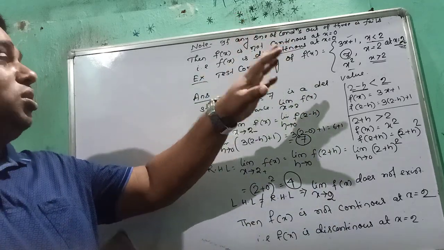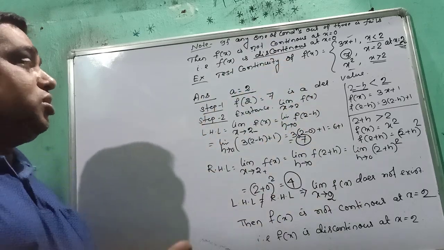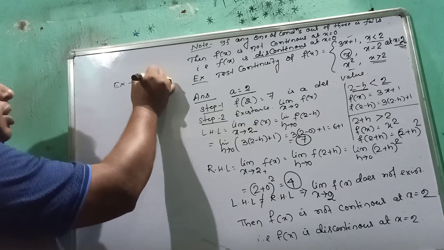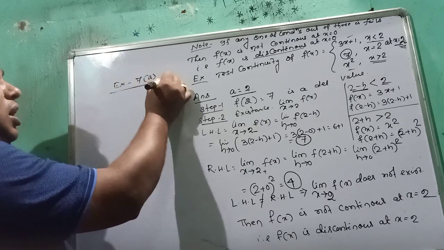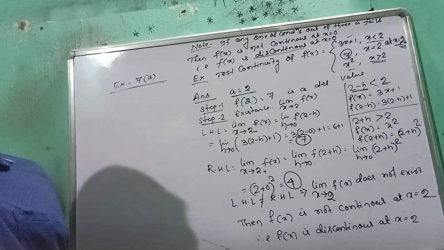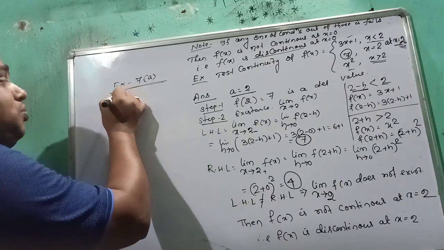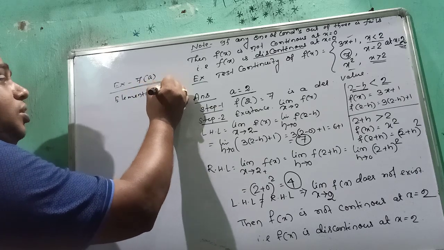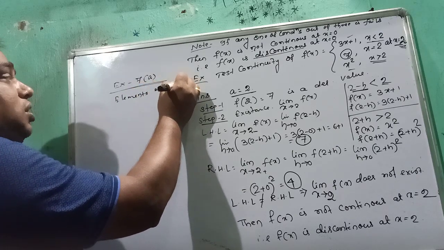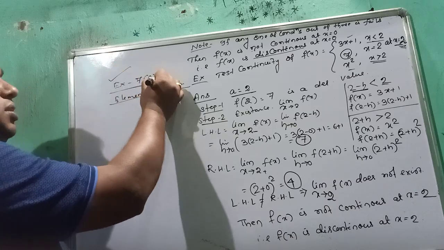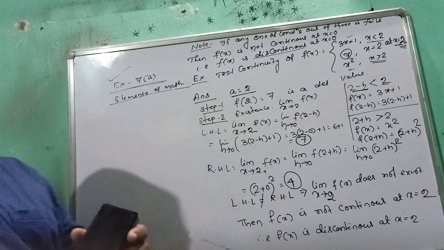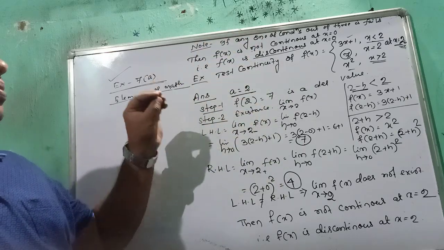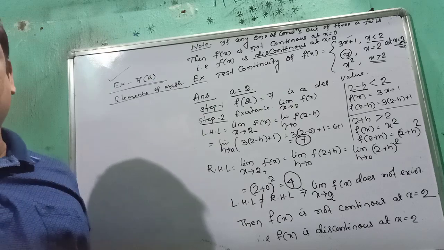Now listen, dear students, you solve exercise 7a from your Elements of Mathematics book. Collect this book and solve exercise 7a. You can now solve all the questions. This was about your continuity chapter, and the next chapter we will discuss very soon.